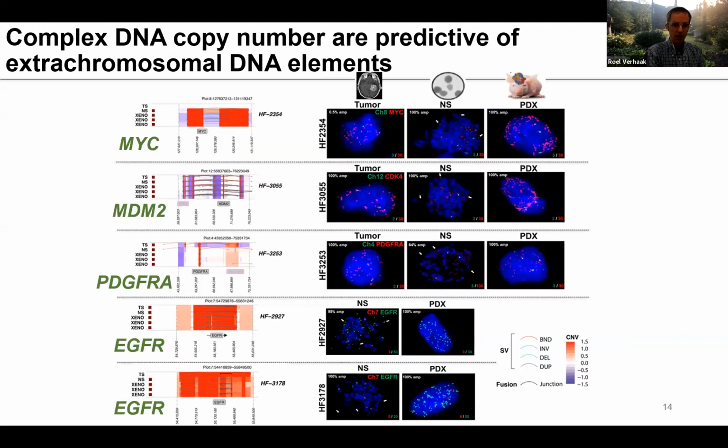We then took the same concept and tried to predict extrachromosomal DNA elements across our set of 65 samples, and found that there's many, not only MYC, shown again here on the left, on the top, but also of genes like MDM2, murine double minute 2, PDGFRA, EGFR in many cases. And every time we used FISH to validate that these whole genome sequencing-based predictions were in fact correct.